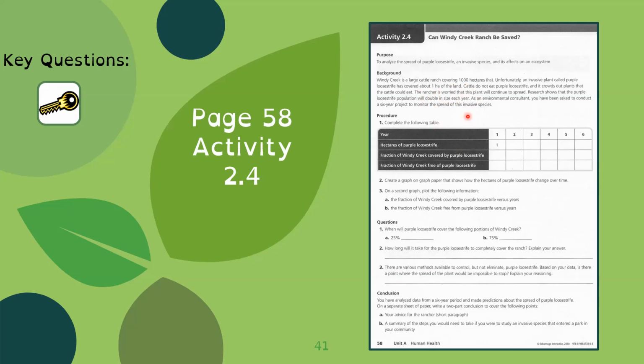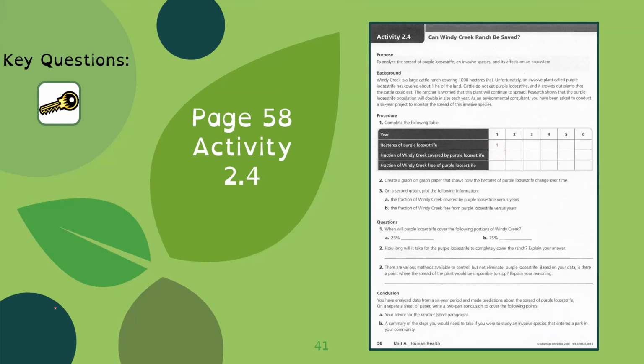So what you need to do for this activity is, for each year, you need to think about how much is being covered by purple loosestrife and the fact that it doubles every year. So you're going to fill out this chart. So in the year 1 hectare is purple loosestrife. So what fraction of Windy Creek is covered by purple loosestrife? So thinking about that.